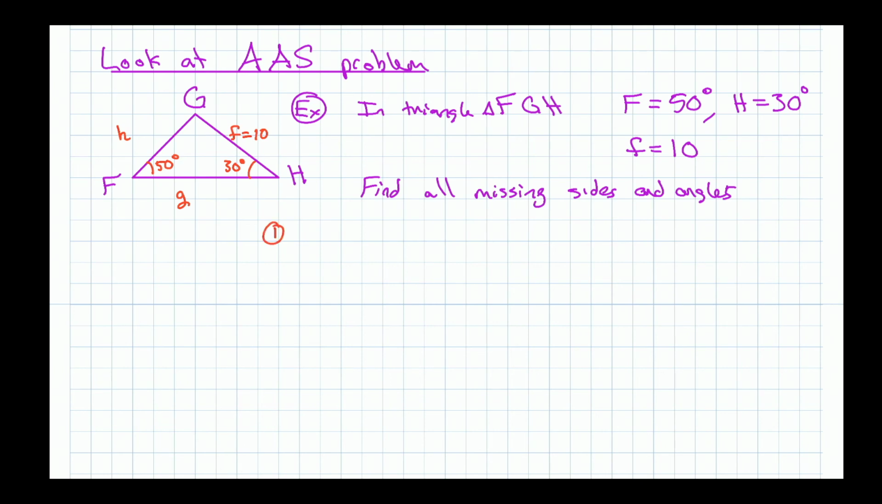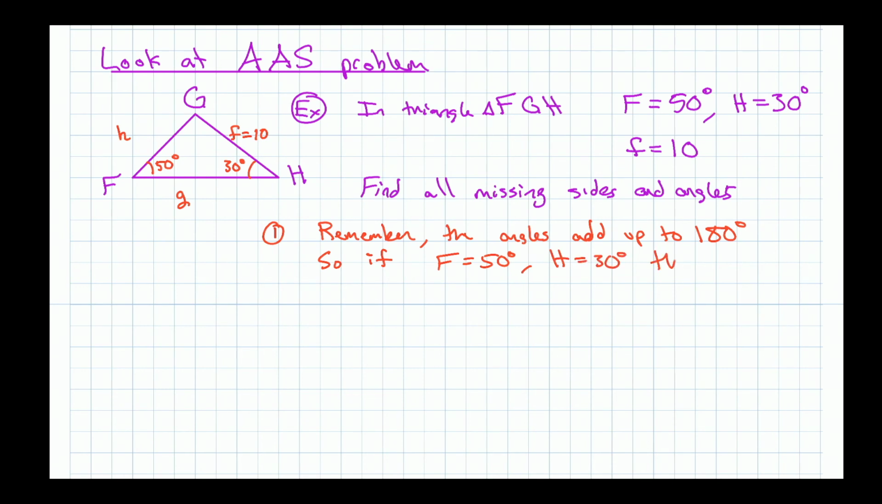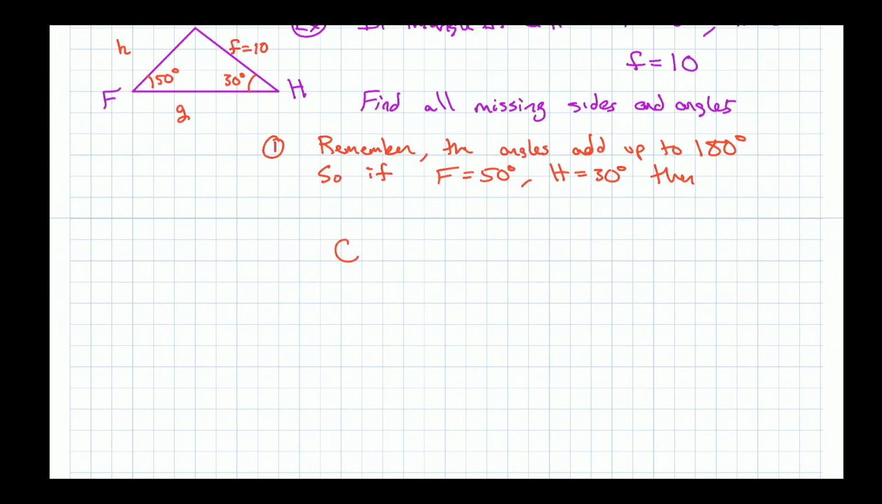So the first thing you want to do is realize that if you have two of the angles, you can calculate the third very easily. Remember, the angles in a triangle add up to 180. So if we have a 50 and a 30, F is 50, H is 30, then G must be 180 minus 50 minus 30, right, to get the missing angle. That way they'll add up to 180. So in this case, it's 100 degrees.